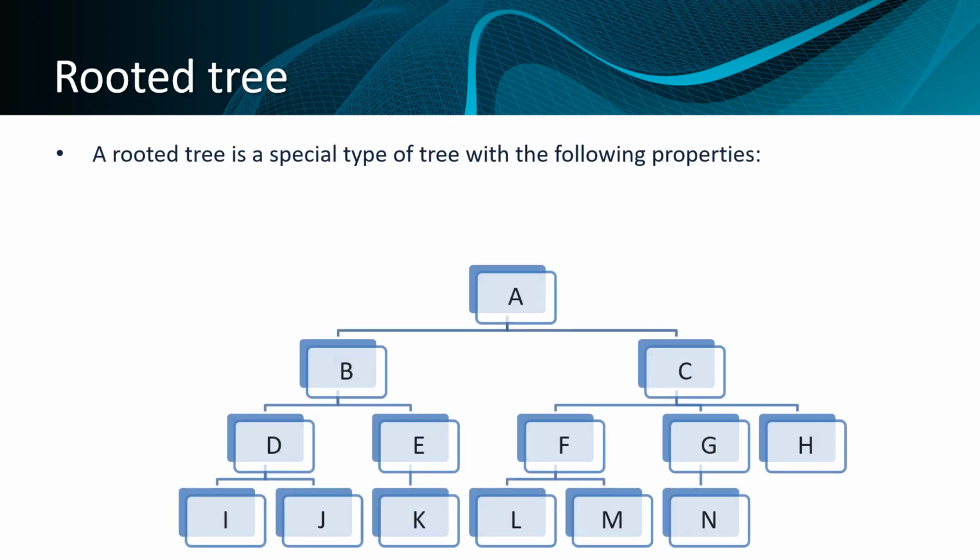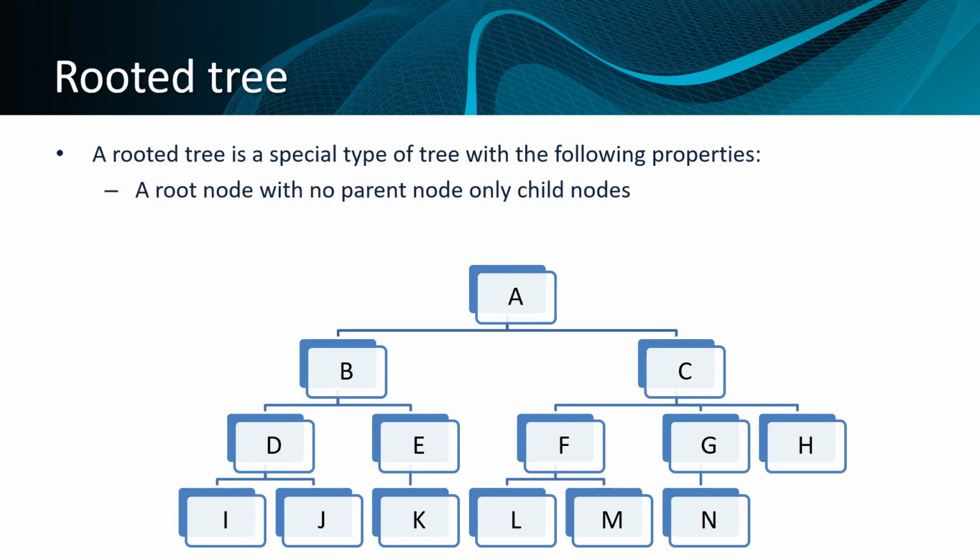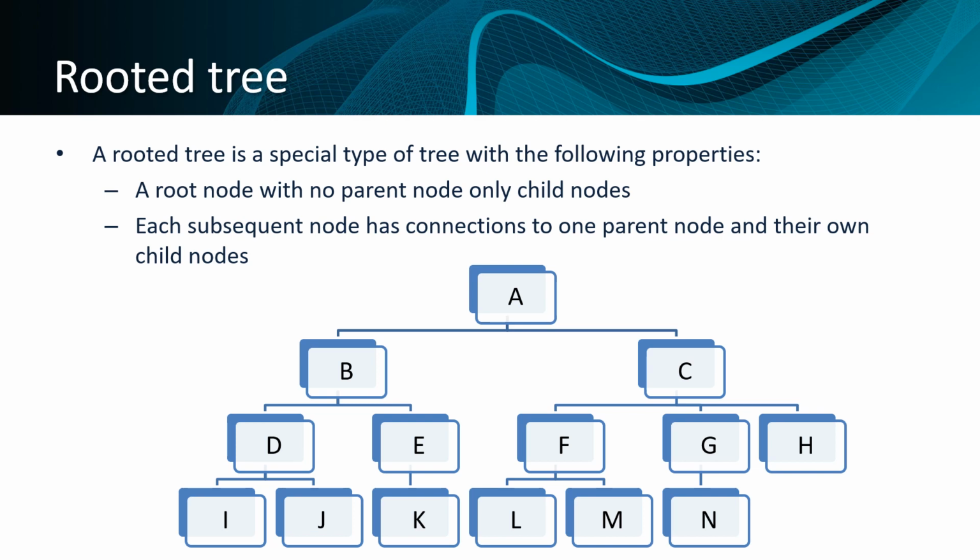It is important to note that not all trees have to have a root. However, the rest of our discussion of trees will revolve around rooted trees. A rooted tree is a special type of tree with the following properties. A root node with no parent node, only child nodes. In this case, A is the root node. Each subsequent node has connections to one parent node and their own child nodes. So B is connected to its parent A and has its own child D and E. Similarly, C is connected to its parent A and has its own child nodes F, G and H.